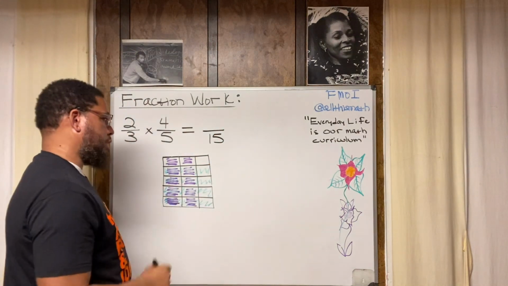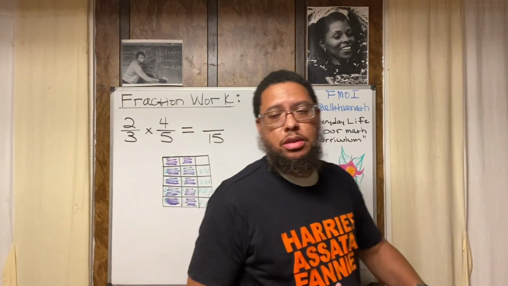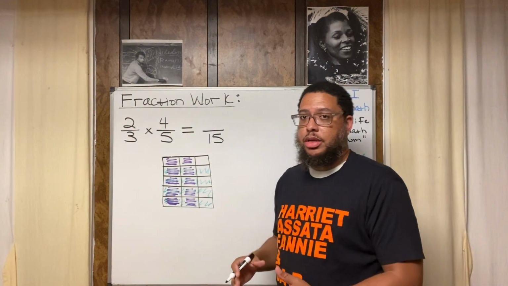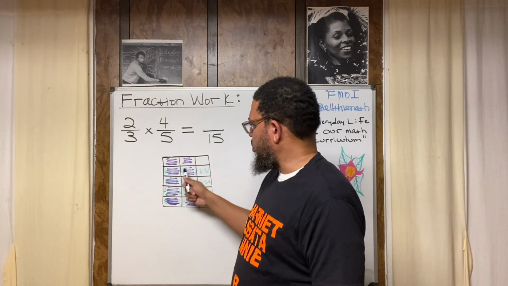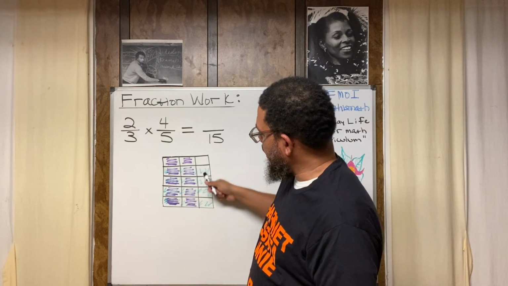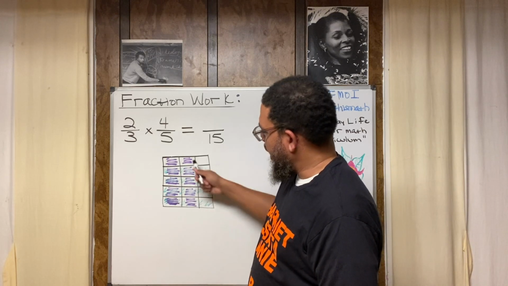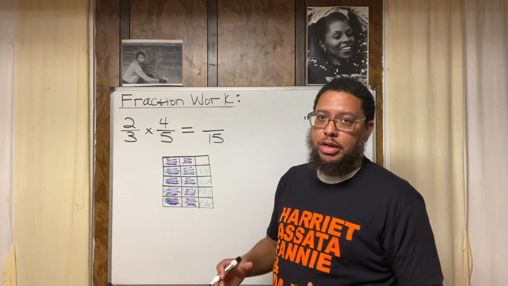And then my numerator is going to be the number of boxes that are shaded with 2 colors, the purple and the green, the overlap. So 1, 2, 3, 4, 5, 6, 7, 8. Notice I did not include these because these are only green. I did not include these because these are only purple. It's all about the overlap.